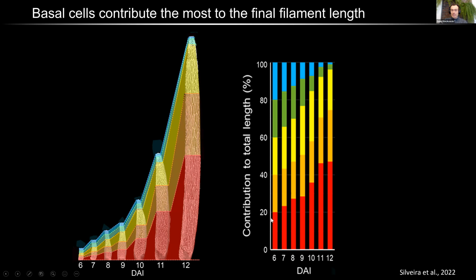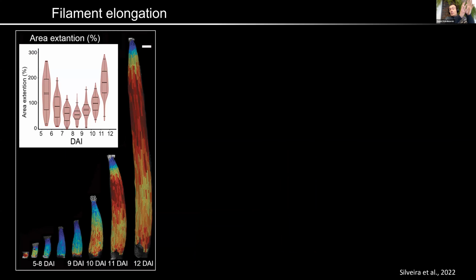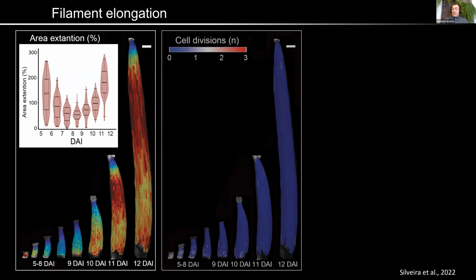We can look at this even in more detail. What you can see here is the heat map of growth for every single cell during the entire elongation of the filament. Again, just to remind you, red cells are growing fast, yellow are growing slowly. And we can see that at early stages there is very fast growth, which slows down progressively to increase again just before anthesis. If we look at the cell proliferation, so cell divisions, we can see that they occur at early stages and they are progressively eliminated. So at the last stage of growth, there are no divisions at all anymore.